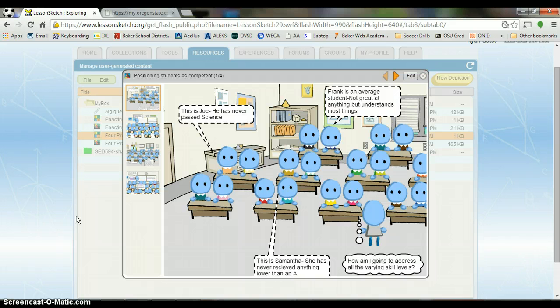That's what I depicted here: the student is looking at all these different students, and you have Joe, who has never passed science. You have Samantha, she's never received anything lower than an A in science. And you have Frank, who is an average student, not great at anything, but understands most of the things. Positioning all these students as competent is what is required. So, not teaching to that middle bell curve is the high leverage practice in my eyes.